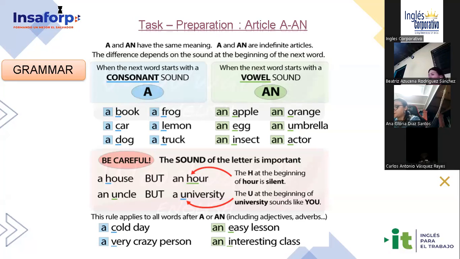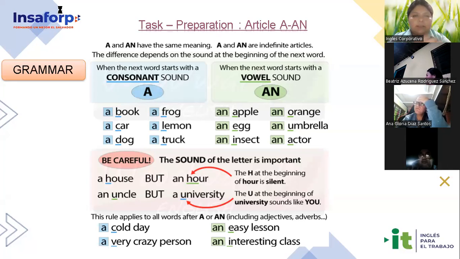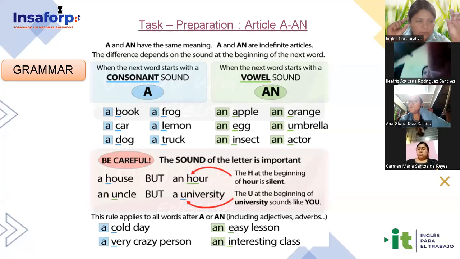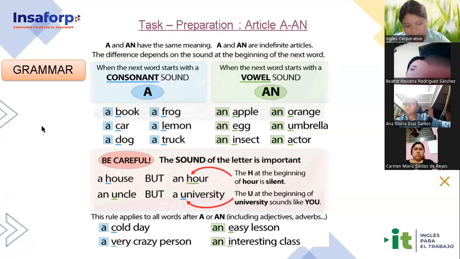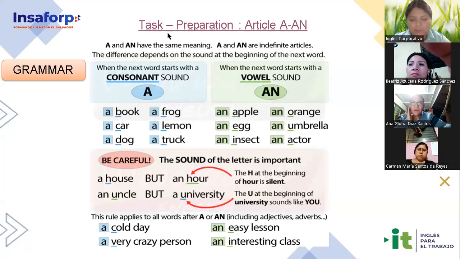Okay, guys, we're gonna start with our session number two, of course. Empezamos aquí con nuestra sesión número dos, and we're gonna aim at a grammar point, which is the usage of the articles A and N. Entonces vamos a empezar un poquito ahí, hablando un poquito del artículo indefinido. Es un punto bastante importante dentro de lo que vamos a ver este día. So look at this, A and N. Solo me confirman ahí si ya visualizan pantalla completa.